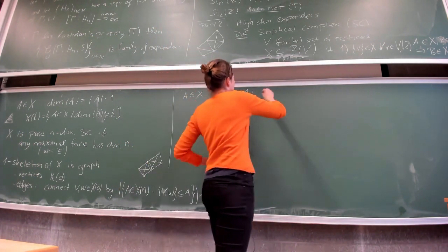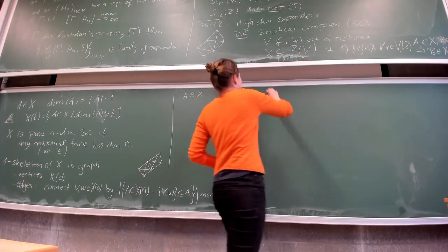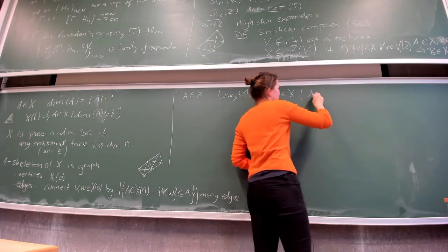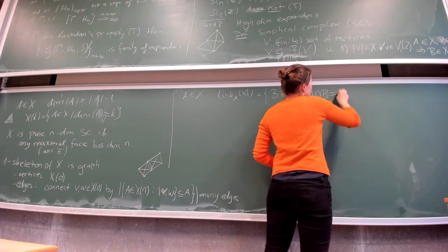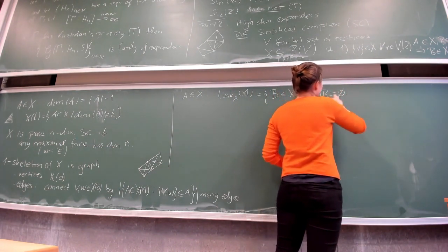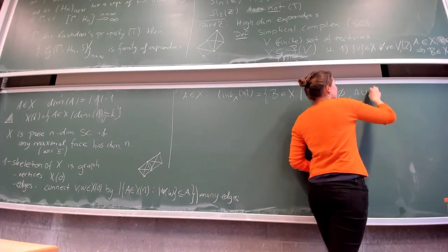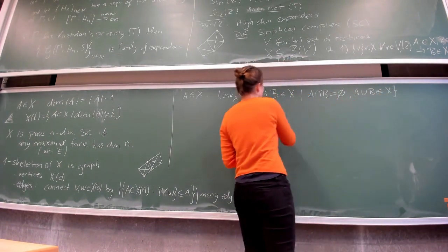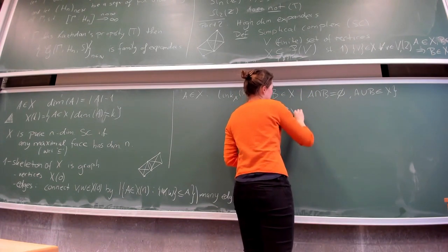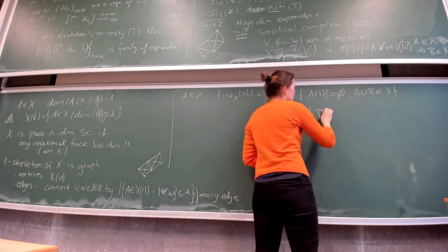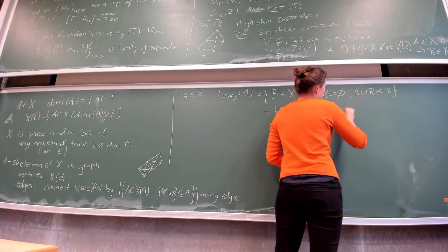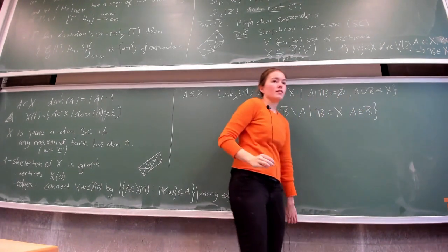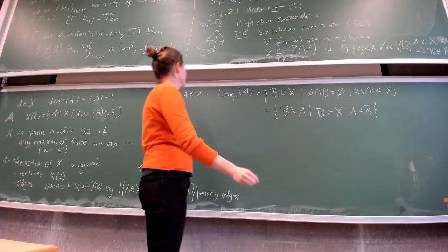Okay, quick look at the link. This will be all faces in X that have empty intersection with A, but A union B is another face. Or you can also write it as all B set minus A, where B is a face and A is contained in B. So that's another possible definition of a link.